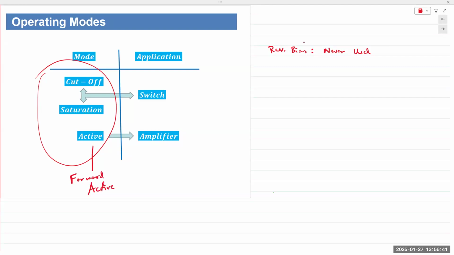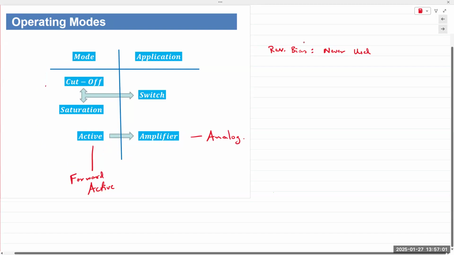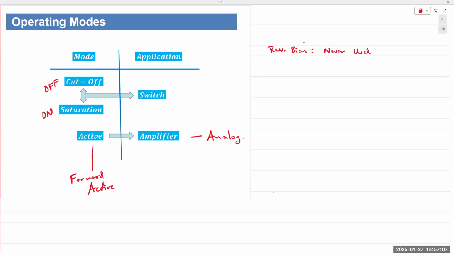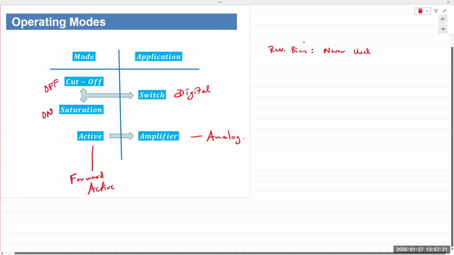In the forward active mode, the BJT operates as an amplifier, analog amplification. In the other 2 modes, the transistor is either cut off or in saturation. If it's cut off, we say the transistor is off. If it's in saturation, we say the transistor is on. Those 2 modes combined, we can operate the transistor as a switch, on, off, on, off, and we can use it for digital applications.